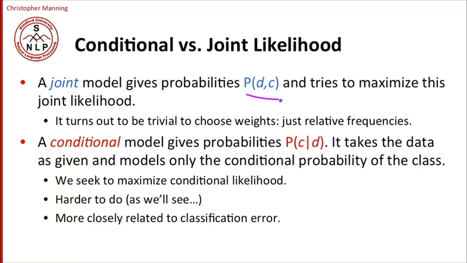In contrast, in the conditional model, we want to work out these probabilities of C given D. And so in a conditional model, what we'll do is attempt to directly maximize the conditional likelihood, the probability of the classes observed given the data. As we'll see, this turns out to be much harder to do, but is perhaps more useful because it's more directly related to classification success or error.